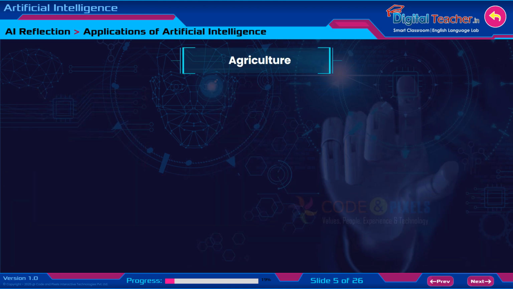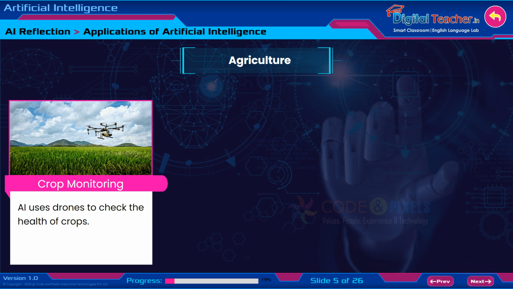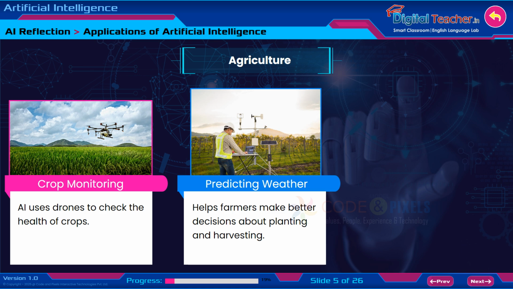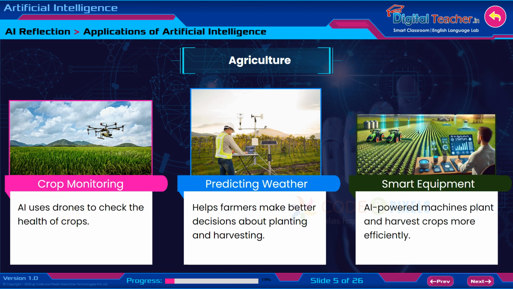Agriculture. Crop monitoring. Artificial intelligence uses drones to check the health of crops. Predicting weather. Helps farmers make better decisions about planting and harvesting. Smart equipment. Artificial intelligence-powered machines plant and harvest crops more efficiently.